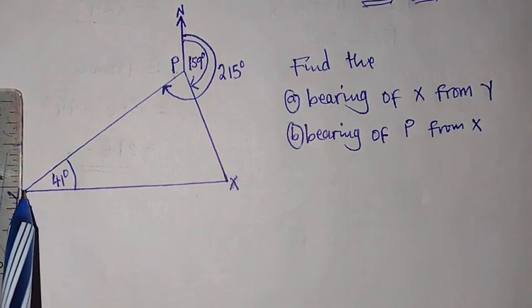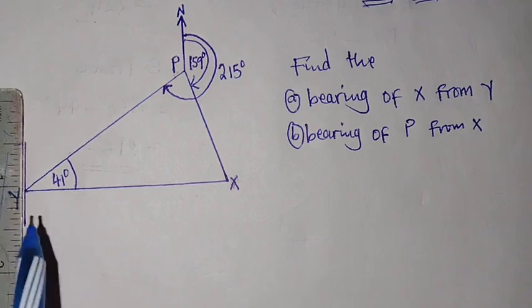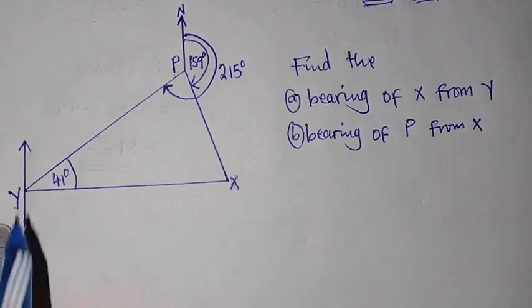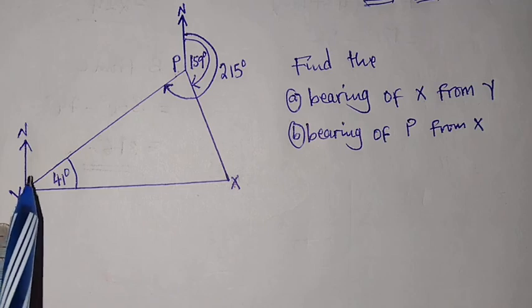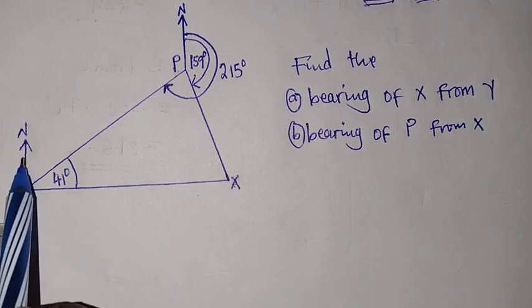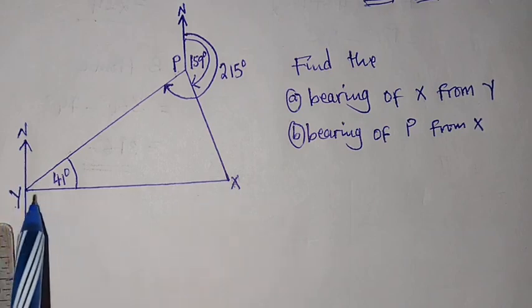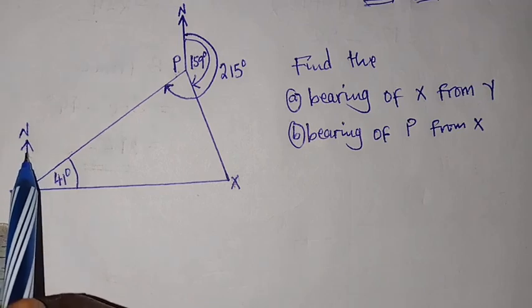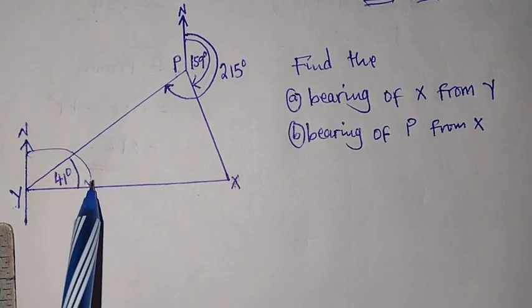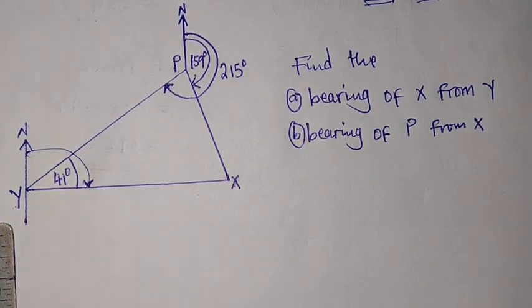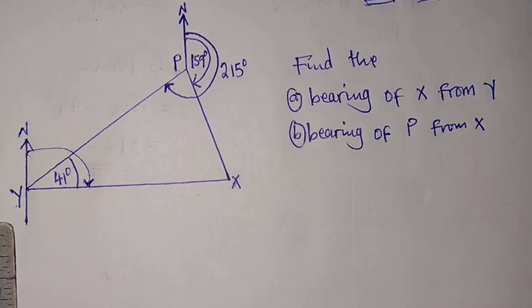So this means that point Y is where we have to start from. Once we draw the north from here, we move from this north in a clockwise direction until we reach the line XY. So we will move all the way from here until we reach this point. This is the bearing that we want. Now, how do we find this bearing?